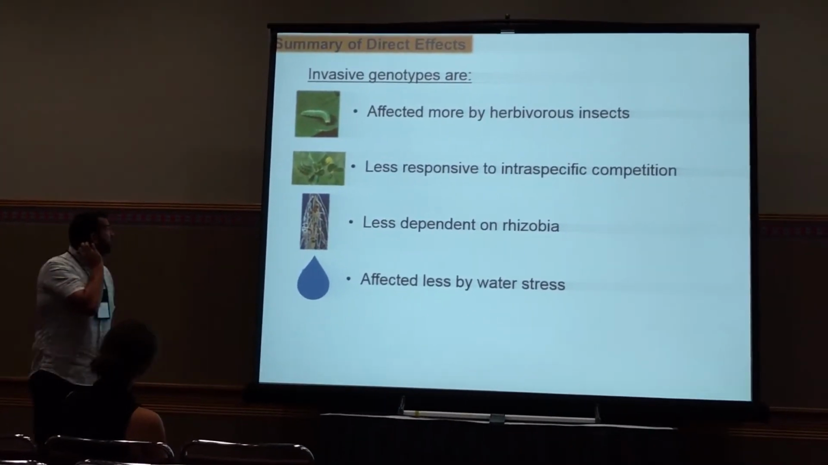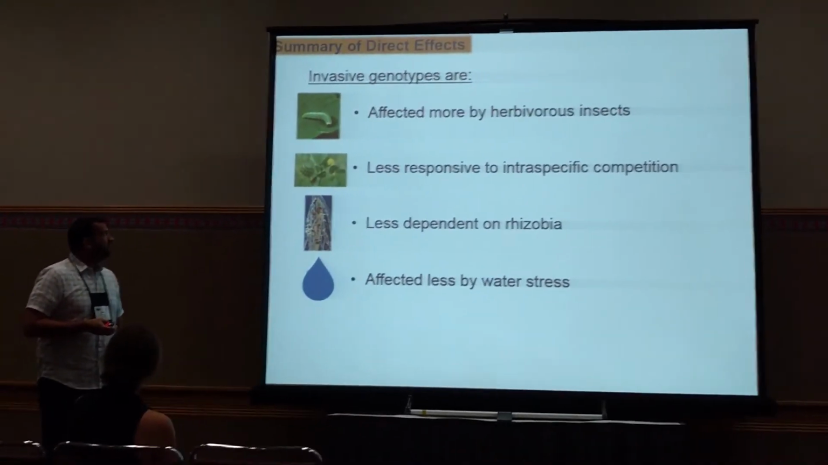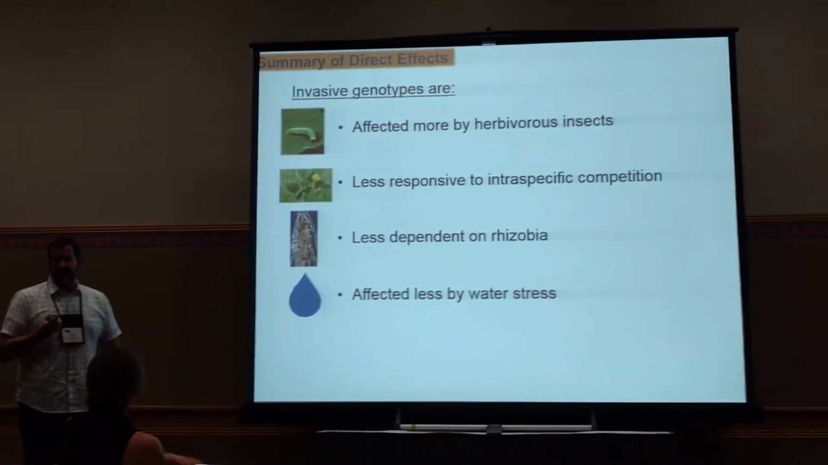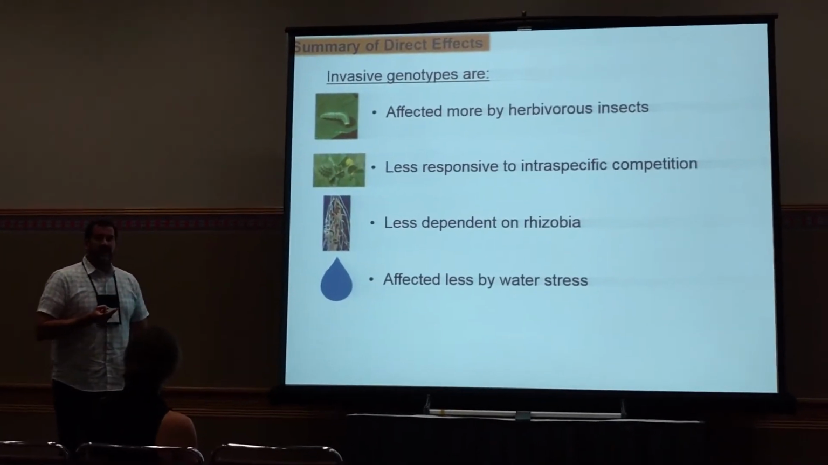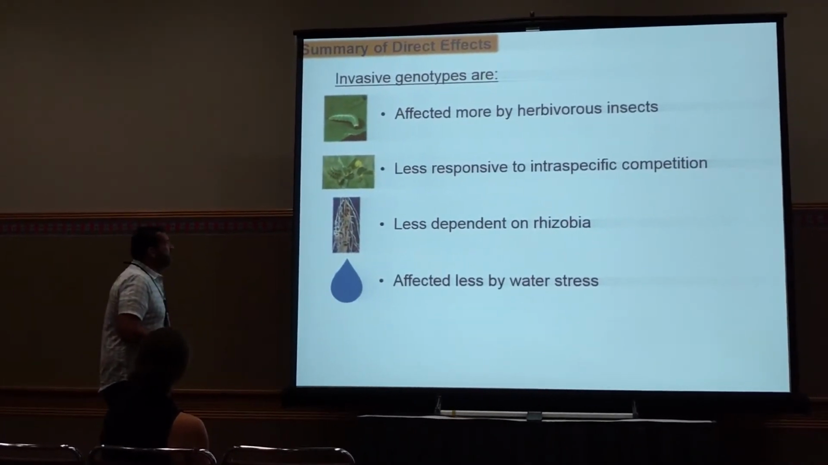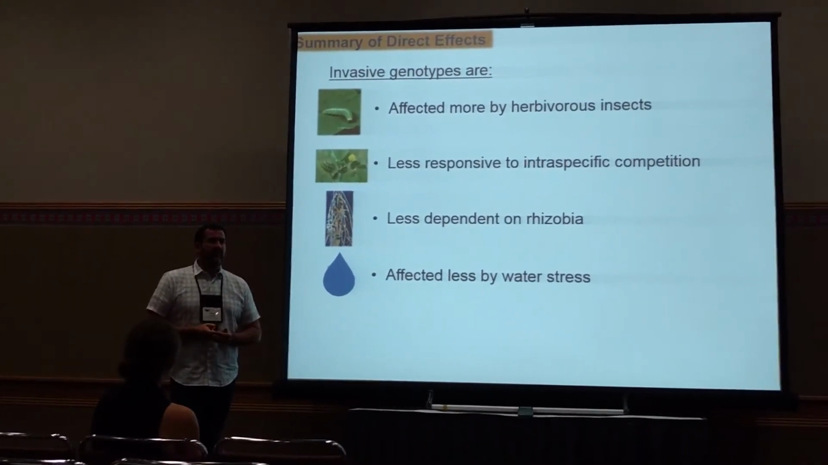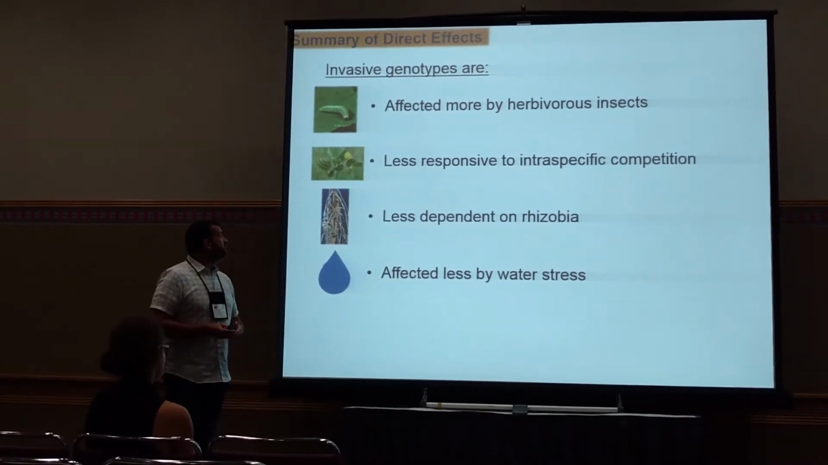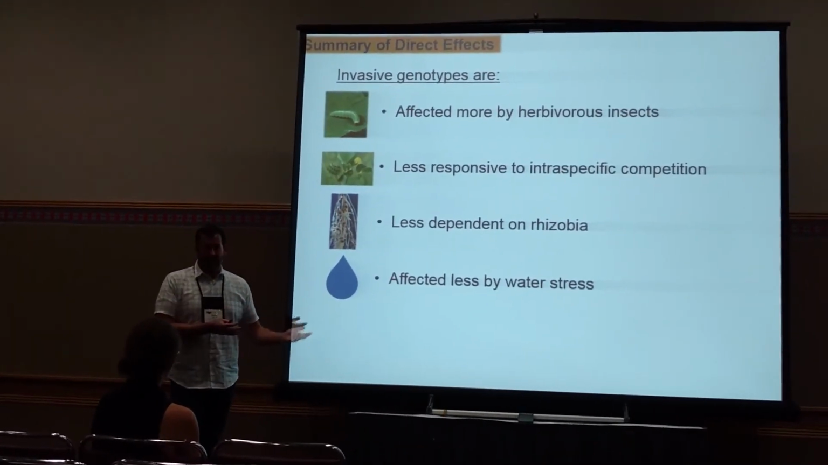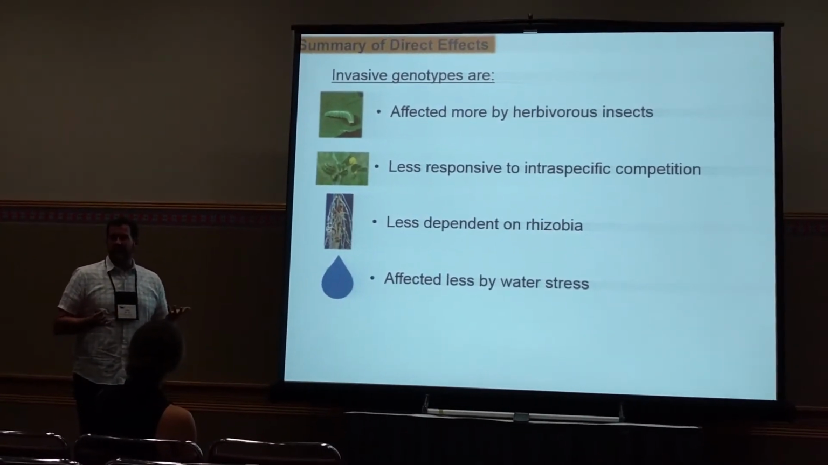So just to sum up those direct effects, those invasive range genotypes are more affected by insect herbivory. They're less responsive to intraspecific competition. They're less dependent on rhizobia, and they're affected less by water stress. And we don't know what the ancestral state of most of these populations was, and so we don't know if the invasive range genotypes have evolved to be less dependent on rhizobia, say, or if the native range genotypes have just evolved to be more dependent on it. So I can't really say anything about the direction of evolution, just that it's happening differently in native and invasive range populations.